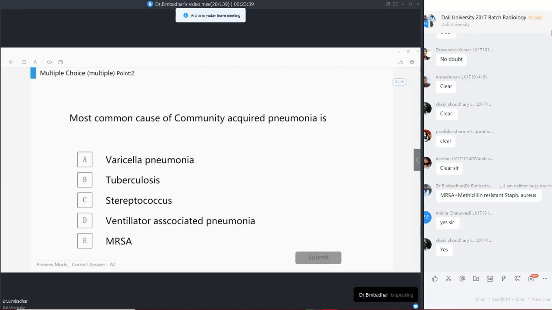And what kind of drug will you use to treat MRSA? Anybody have an idea? This may not be related to radiology, but still I guess you should know about that. If there is an MRSA infection, what is the choice of drug? What is the drug you actually use to treat it?